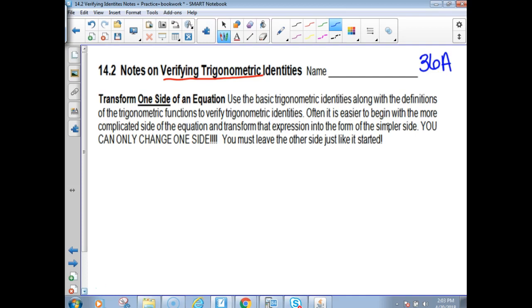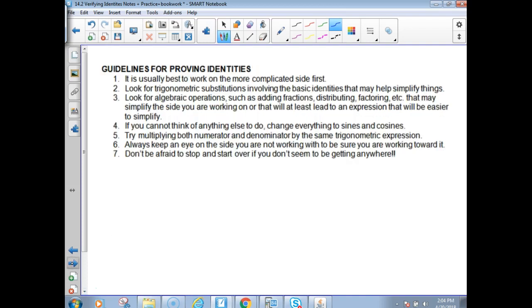Often, it's easier to begin with the more complicated side of the equation, that's almost always the case, and transform that expression into the form of the simpler side. You can only change one side. Notice that is in capitals. If you mess around with both sides, you'll get no credit for your identity. You must leave the other side just like it started.